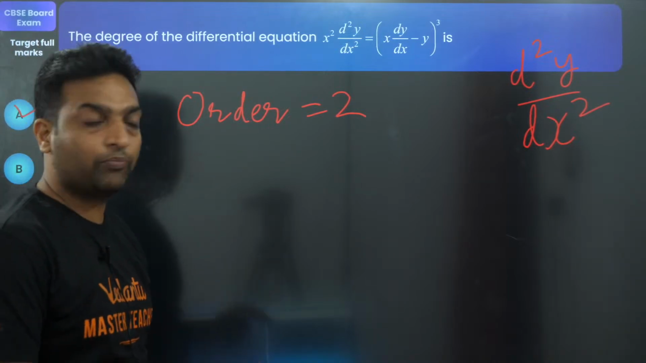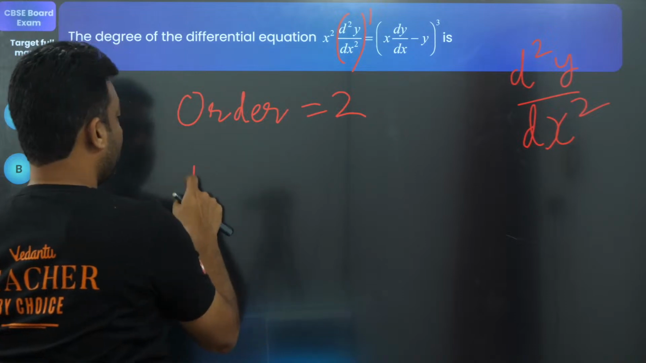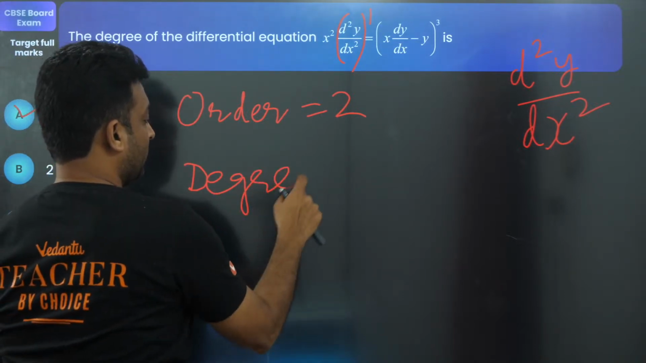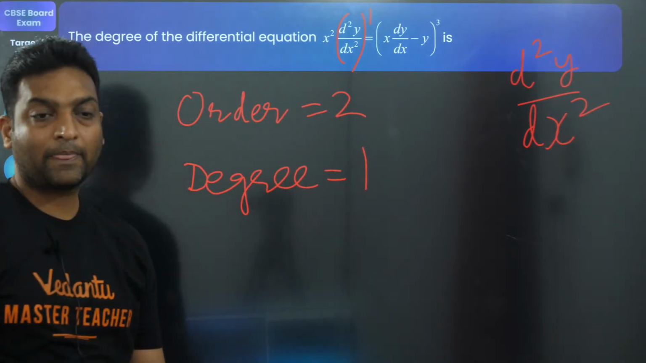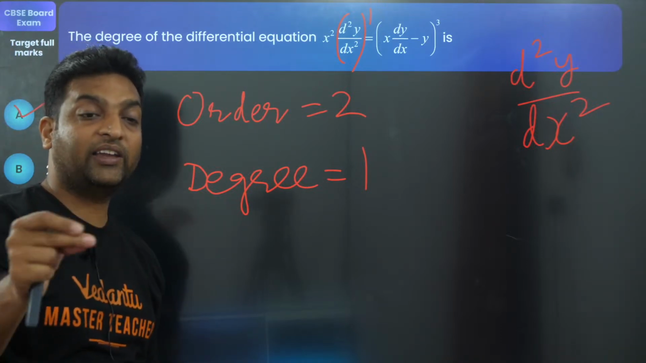Now degree is the power of the highest order derivative. Power of highest order. Perfect. Degree is power of highest order.